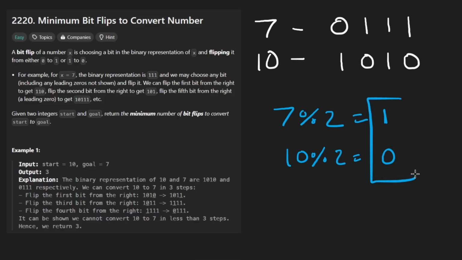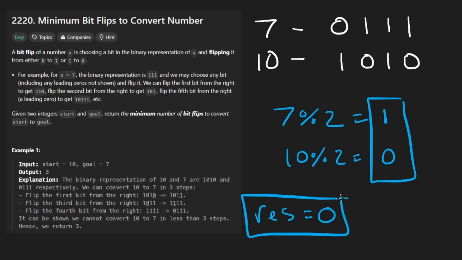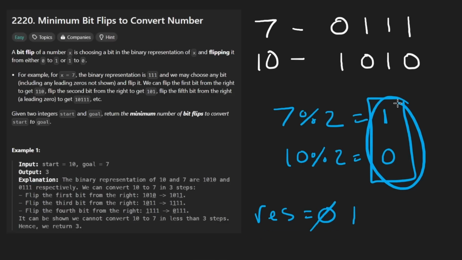And now we check. Are these equal or are they different? They're different. So now our result initially is going to be 0. This is the count, the number of differing bits. And now we're going to increment it to 1. We found a differing bit. Now we want to look at the next position.